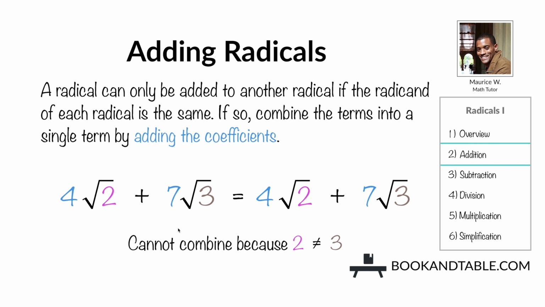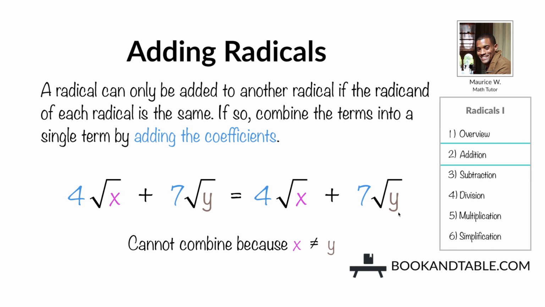This would be an example of an expression that cannot be simplified any further. 4 radical 2 plus 7 radical 3 cannot combine because the 2 is not equal to 3. So this would be the furthest it can be simplified. 4 radical 2 plus 7 radical 3 is equal to 4 radical 2 plus 7 radical 3. The same if the radicands were variables. X is not equal to y. They represent different values. So these radical terms could not be combined either.